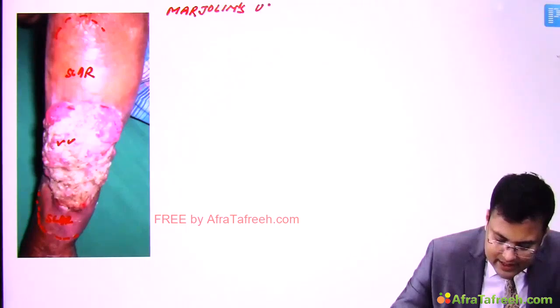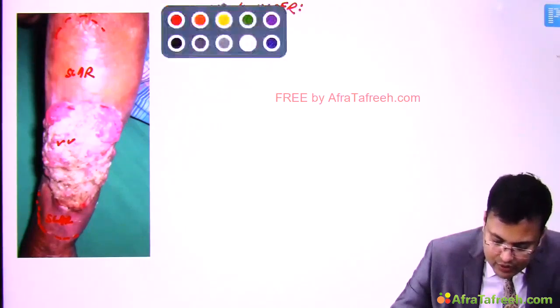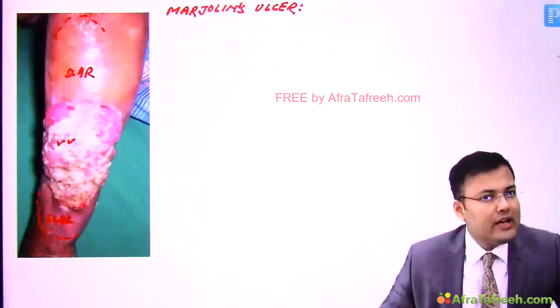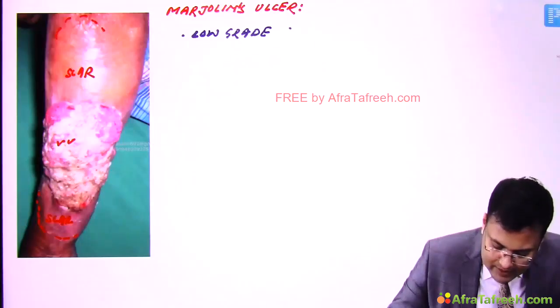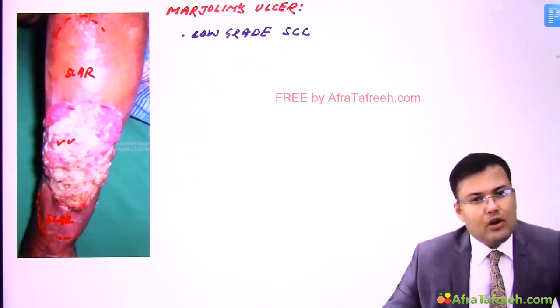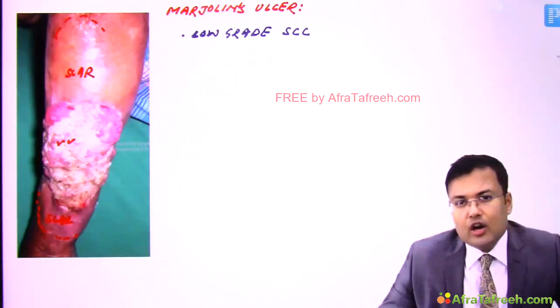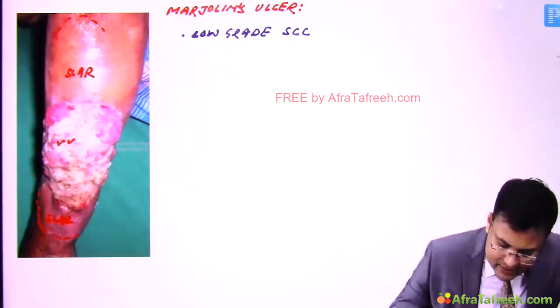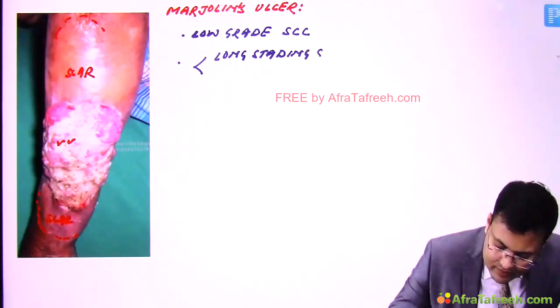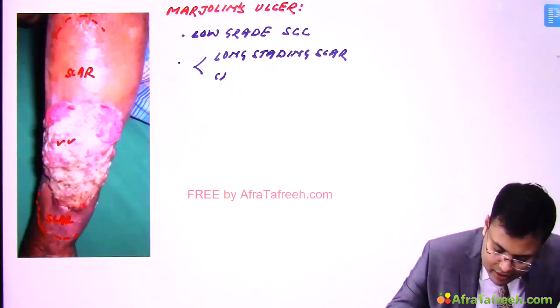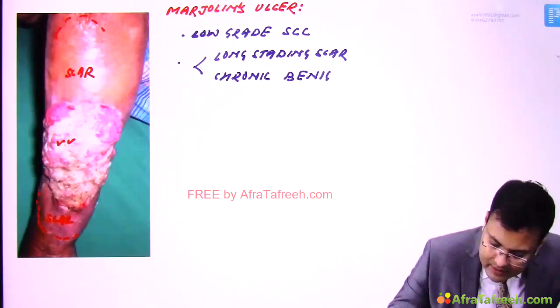This is frequently asked in exams, and you know that Marjolin's ulcer is a low grade squamous cell carcinoma. It is a low grade squamous cell carcinoma, and it arises from a long standing scar or chronic benign ulcer. So it arises from a long standing scar or chronic benign ulcer.